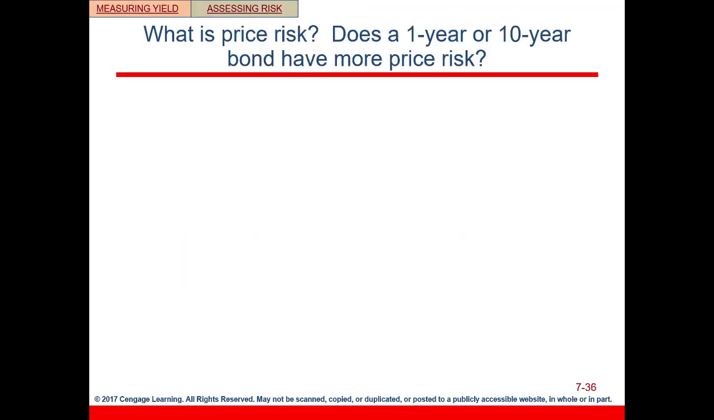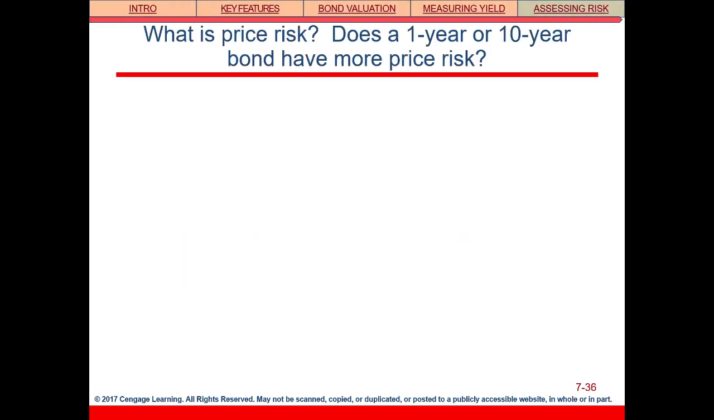Okay, so now let's discuss the second learning goal for today. That is comparing the two risks. The first is the price risk. What is price risk? That's the first question. And the second question we want to know is, does maturity matter for price risk? Which means if you compare a 1-year or a 10-year bond that has everything else the same, which one has more price risk?